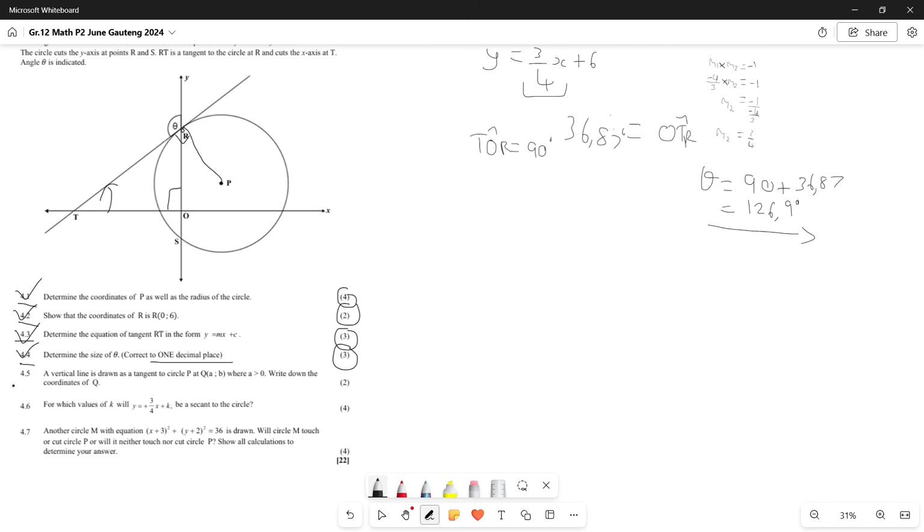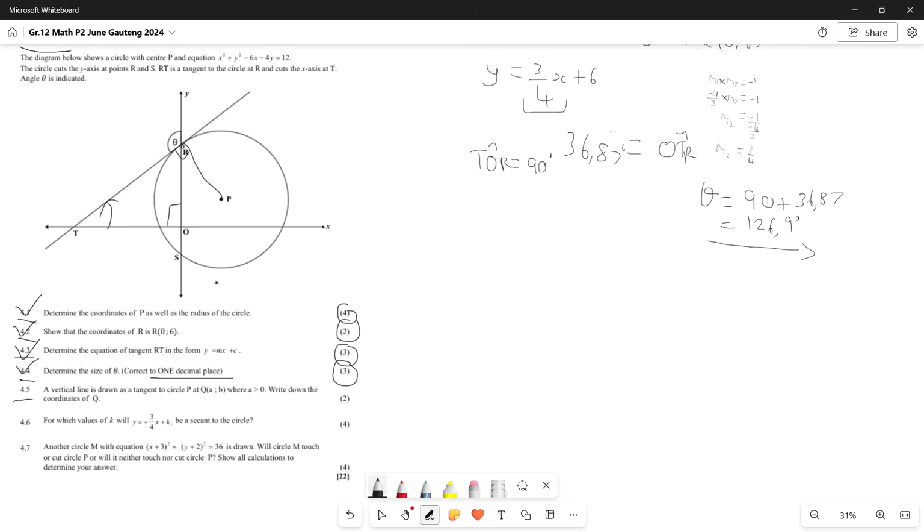Because then from there we have question 4.5, which says a vertical line is drawn as a tangent to circle P at Q, A, B, where A is greater than 0. Okay, so that means the x value is positive. Write down the coordinates of Q.